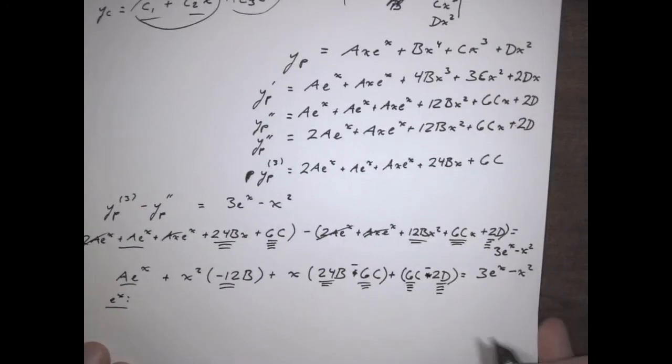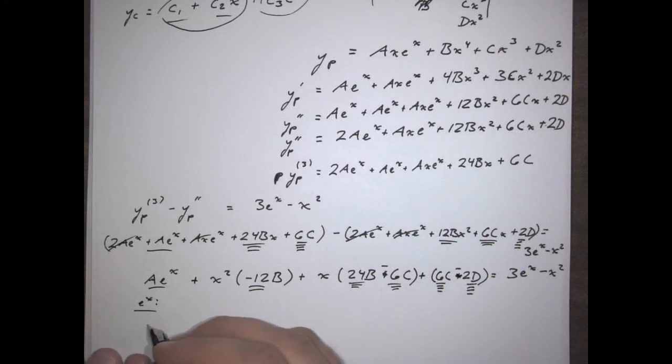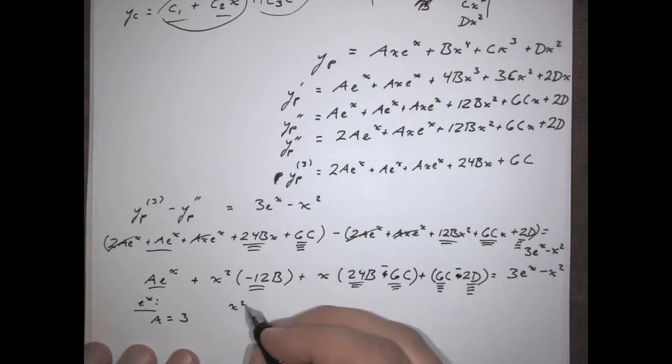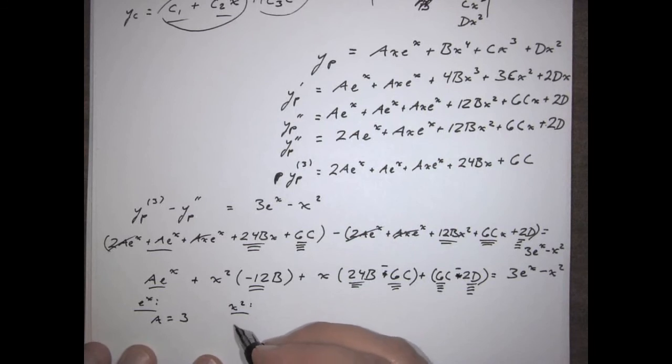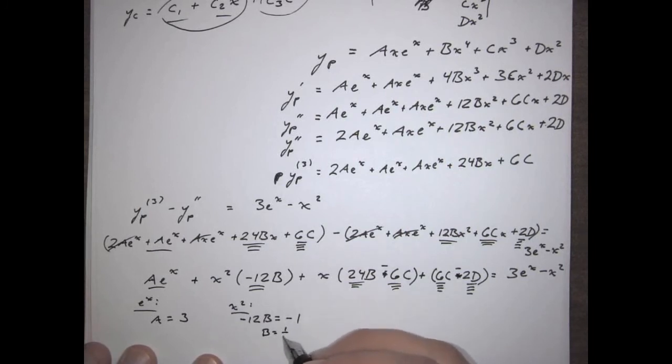Now, if we put the pieces together here, so the e to the x terms, we're gonna get quickly some resolution there. A equals 3. From the x squared terms, we're gonna quickly get some resolution there as well. We're going to get negative 12b equals negative 1, which means b equals 1/12.